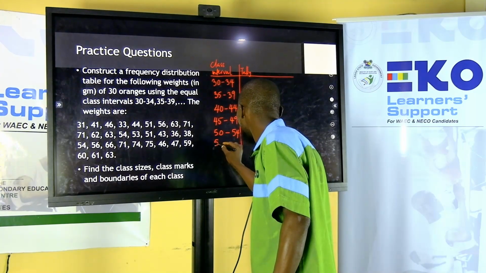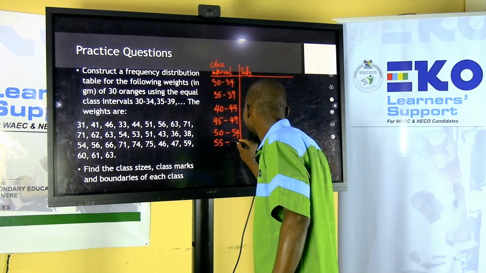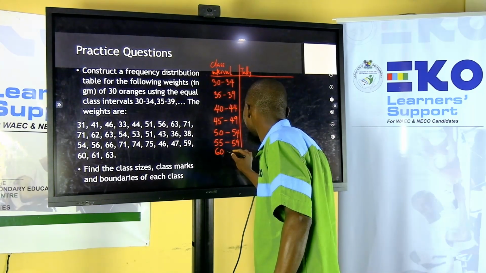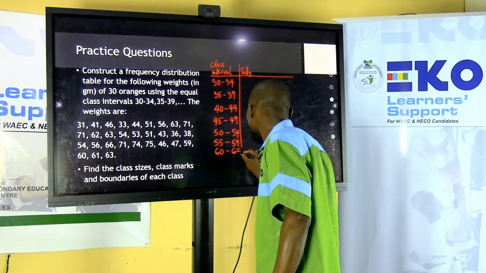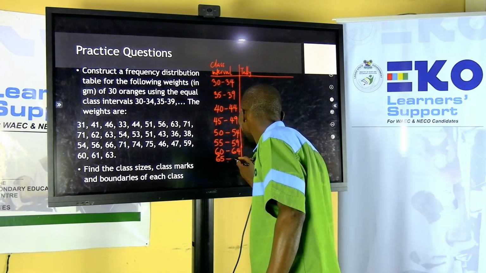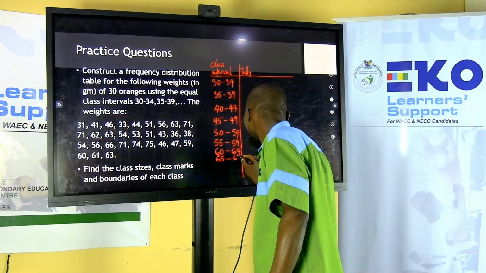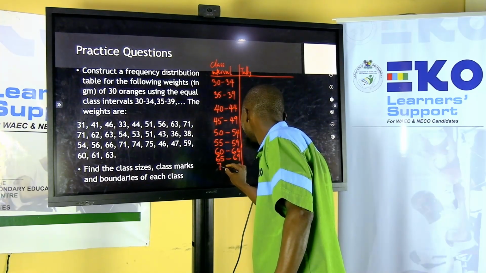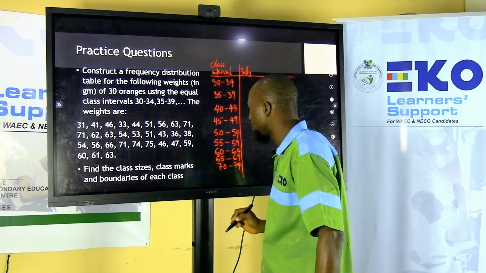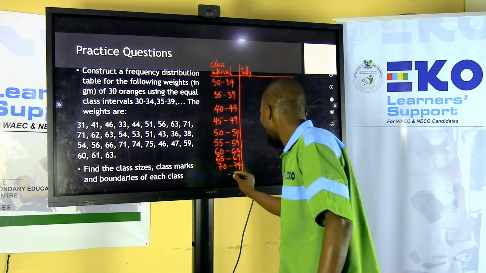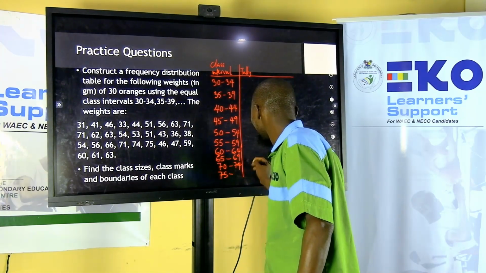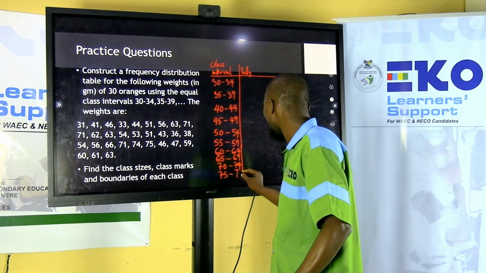55 to what? 59. Okay, 60 to what? To 64. Okay, the next one, 65 to what? To 69. All right, then 70 to 74. Okay, I still have 75. So 75, add 4 to it, that's 79.